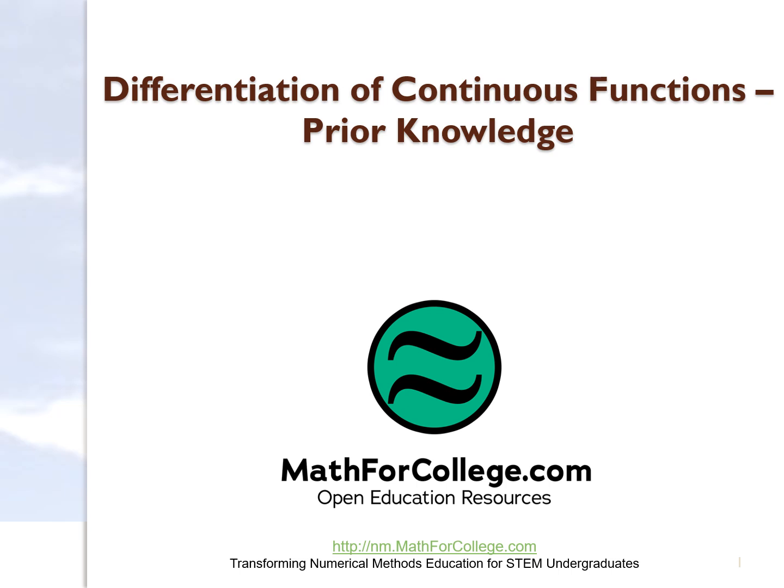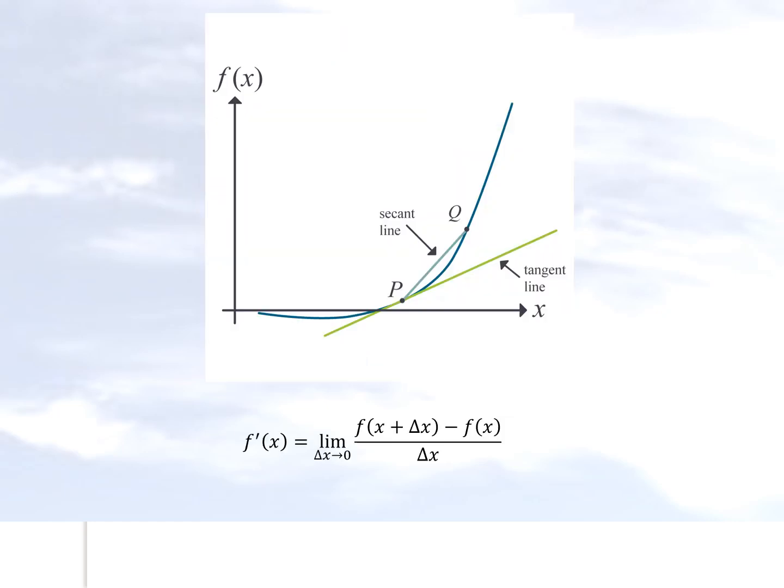In this segment, we're going to talk about differentiation of continuous functions, what kind of prior knowledge you need to have so that you can conduct numerical differentiation. So if you look at this particular figure here, this is a function f of x being plotted as a function of x. And let's suppose we call this distance here between P and Q on the x-axis to be delta x.